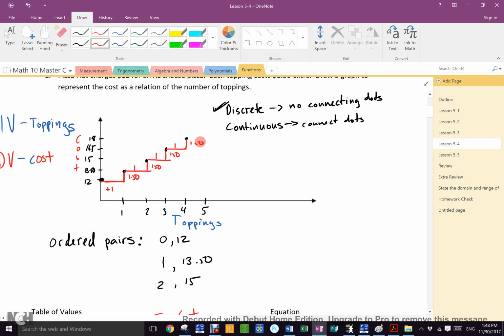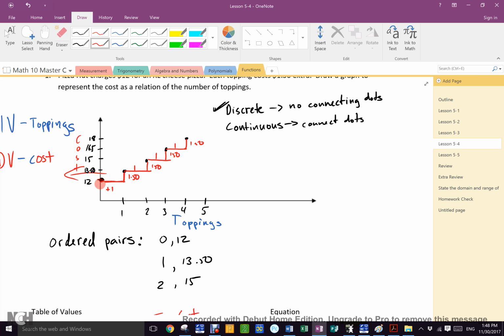Can you predict where the next dot will be? Where will it be? 1 to the right and 1.5 up. Where will the next dot be? 2 to the right and 3 up. Where will the next dot be? 3 to the right and 4.5 up. Do you understand? Where will the next dot be going this way if we were able to go into negative pizzas? 1 down and 1.5 down, and 1 left.